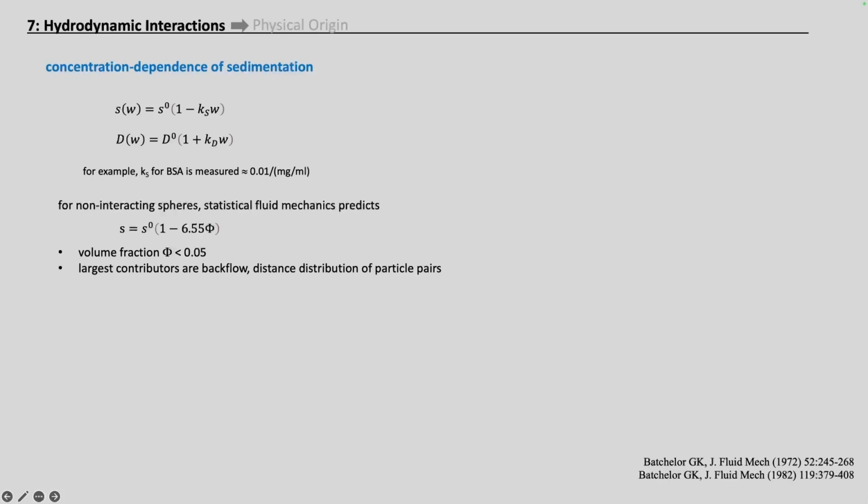There is a huge body of work in the statistical fluid mechanics literature filling these coefficients with physical meaning. In 1972, Batchelor has published a seminal paper where he worked out the hydrodynamic interactions in a suspension of spheres and calculated a concentration dependence that is 6.55 times their occupied volume fraction. The two major contributors are solvent backflow and pair distance distribution.